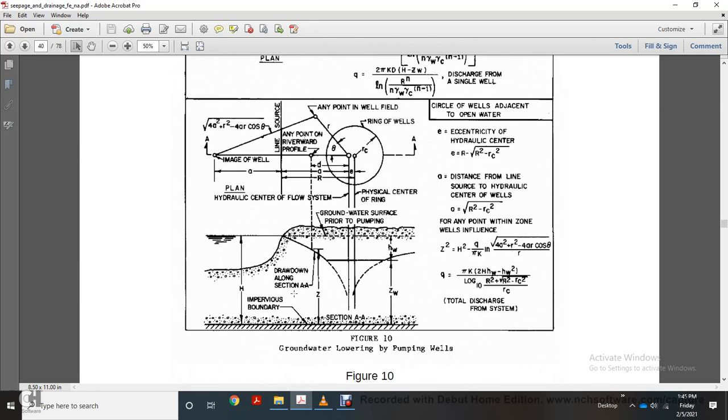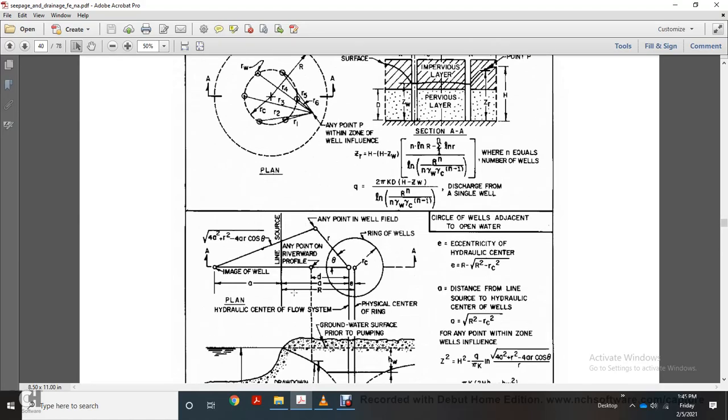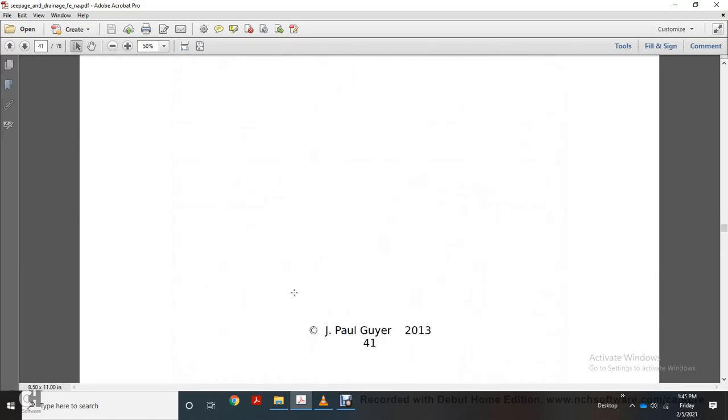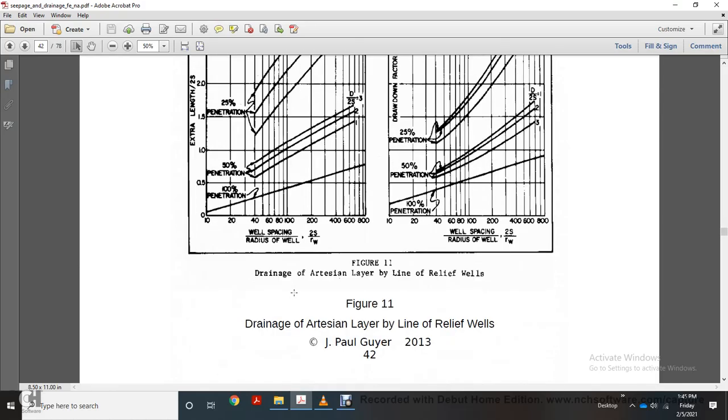And then it shows a picture of groundwater lowering with pumping wells. And it shows another drainage of an artesian layer with a line of relief wells in the charts.